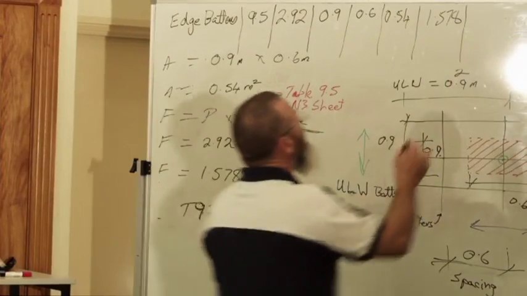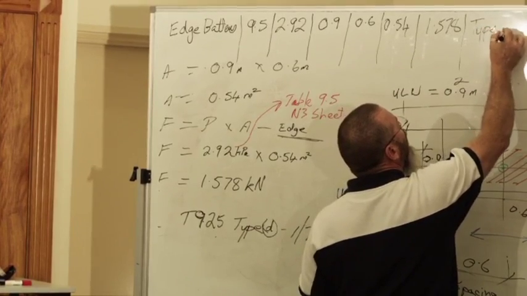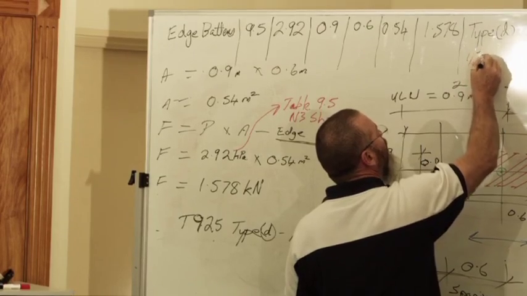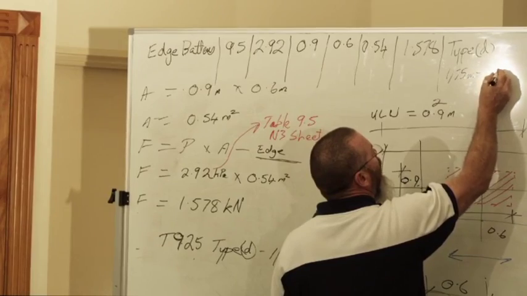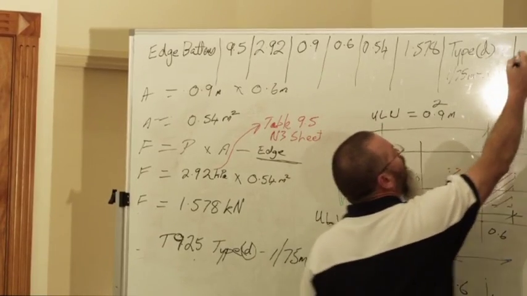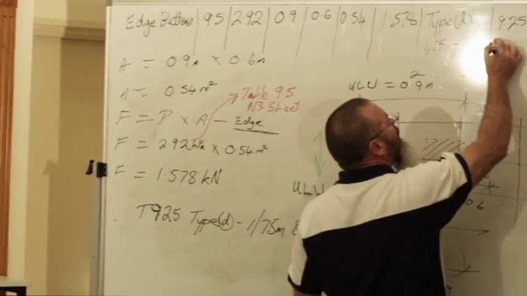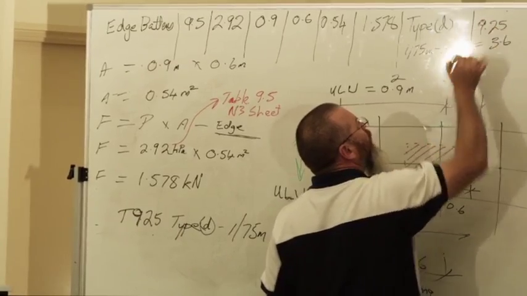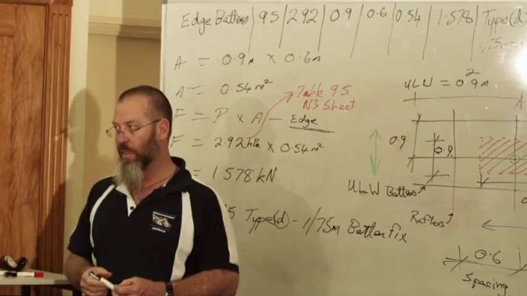The next one, connection type, type D, and what I might write on there is 175mm screw. And which table did I get it from? And the total resistance, 3.6, isn't it? There it is. That's as simple as it is.